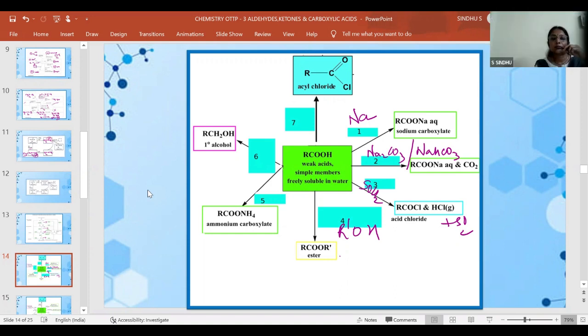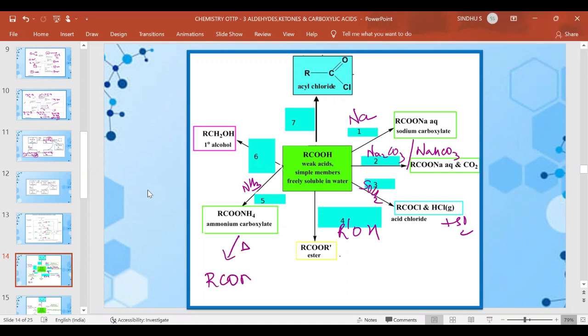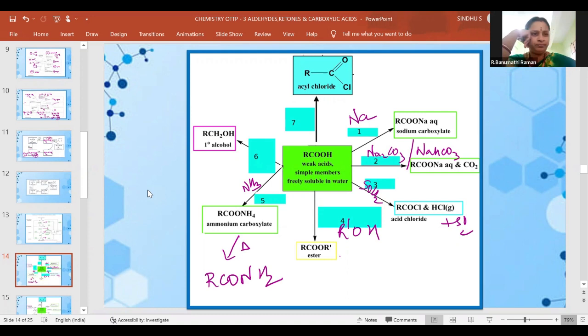Ammonium salt. Amide. Ammonium salt will be just ammonia. If we heat, it will give amide, RCONH2. That's what, amide.